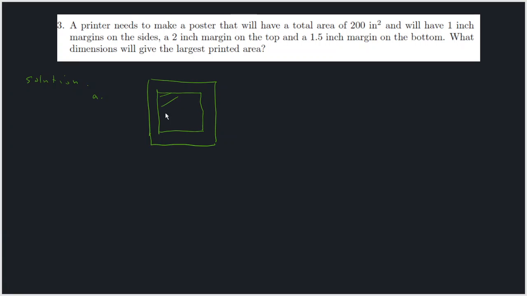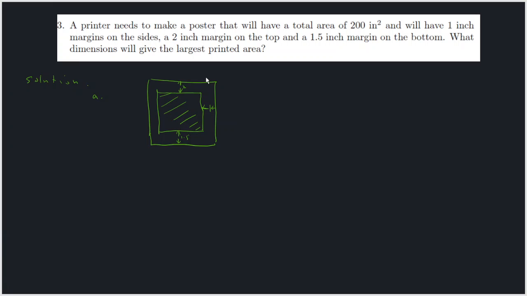The shaded region is the print area, right? If you want me to label something, the bottom margin is 1.5 inches, the side margin is 1 inch, and the top margin is 2 inches. Okay, so that's the meaning of the question.